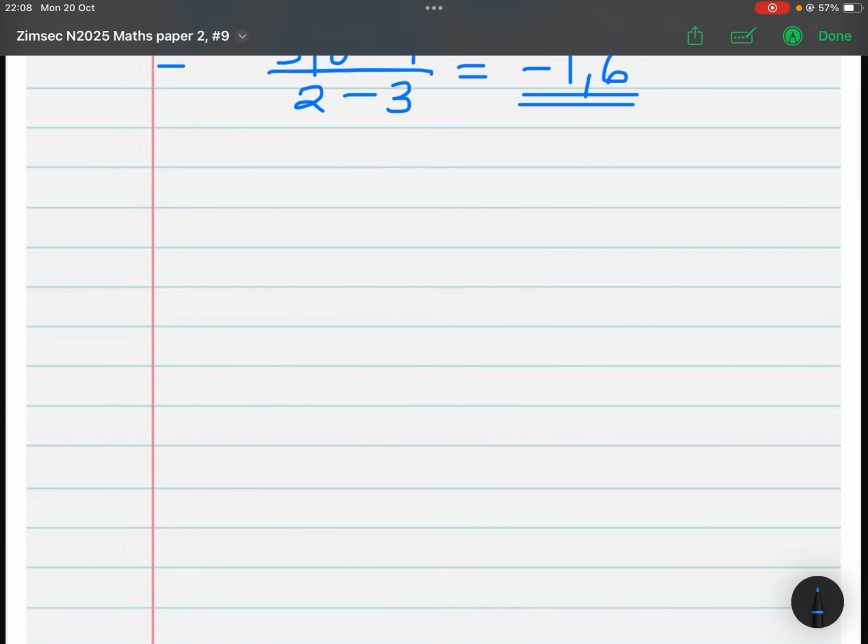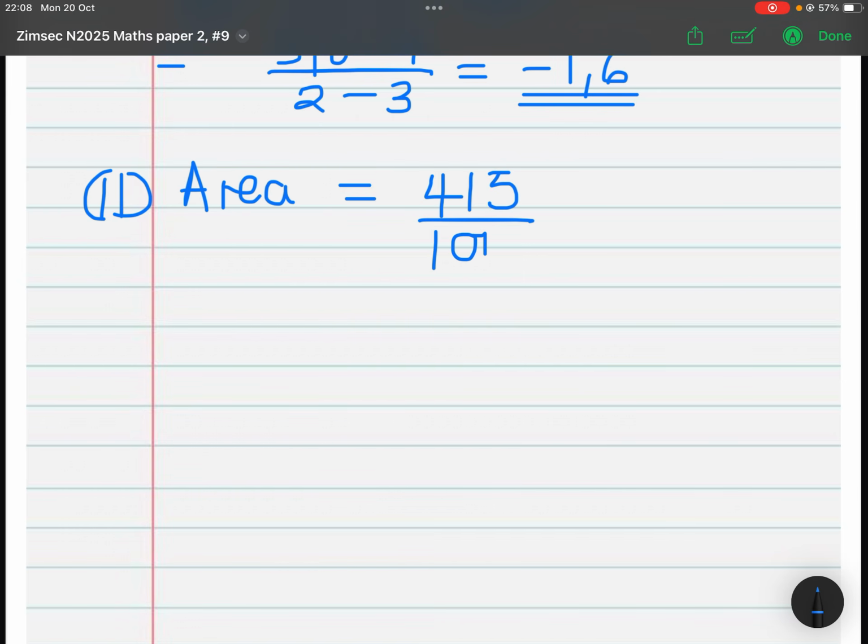We are now on the part that is required for us to find the area. This is part C, part 2. We say area. I managed to get 415 small boxes, so it is 415 over 100. And then we need to see the scale that was used.